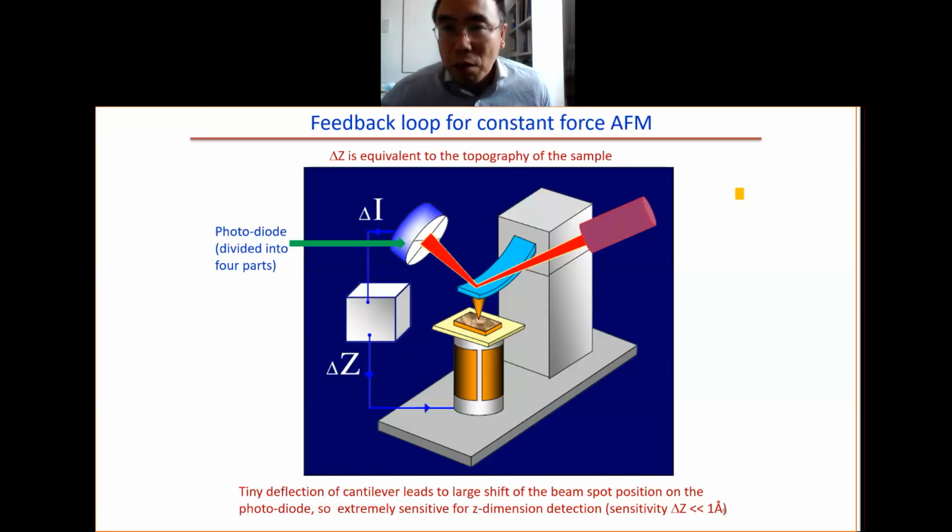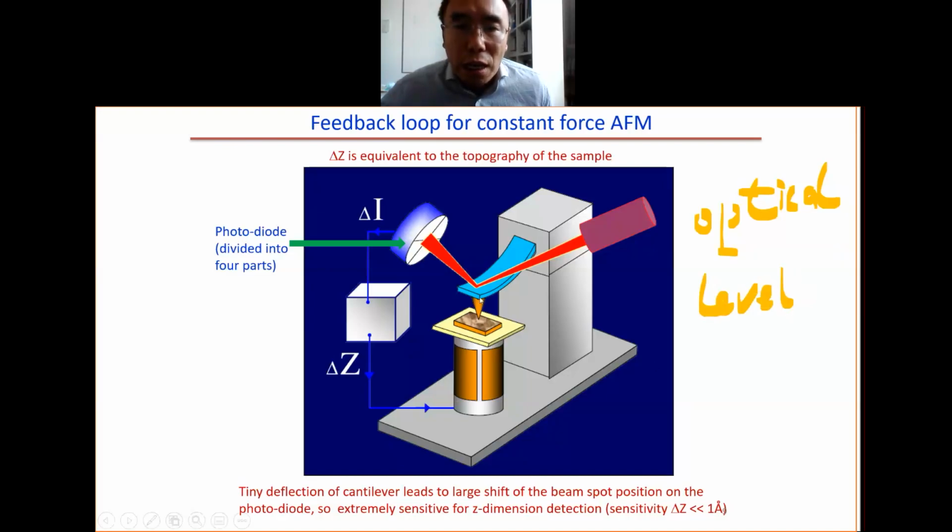This is called the optical lever. The cantilever, this is also called the optical lever. So a tiny change can be detected, and the accuracy is much better than 1 angstrom. So this is very accurate. The problem is that this is bulky. You need a laser beam and you need a photodetector, and this is bulky.